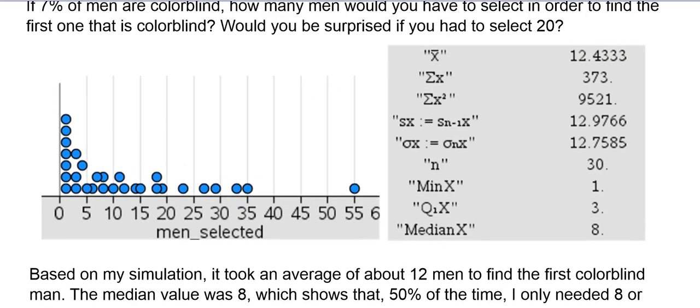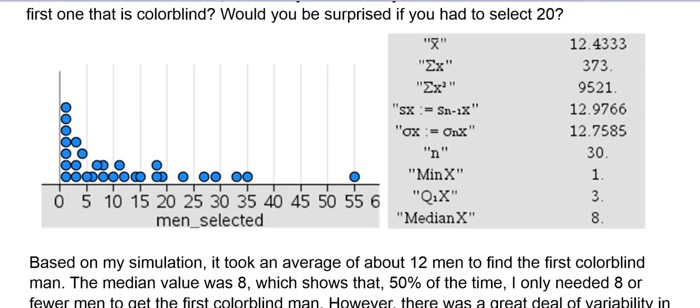Now the second question was, would you be surprised if you had to select 20? When we think about 20, you also need to think about 20 or more, because if you had to select more than 20, you would maybe even be more surprised. So we want to look at 20 or more. So in this question, you really need to look at the graph. It helps to know that n is 30. That means there's 30 trials altogether, so you don't have to count the dots.